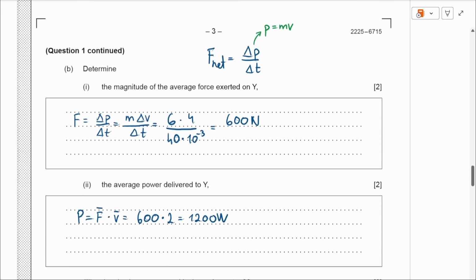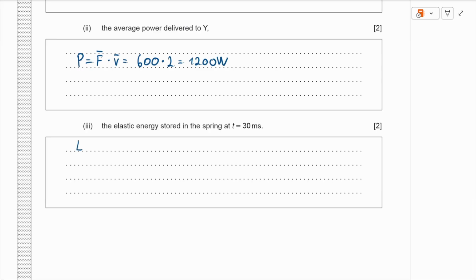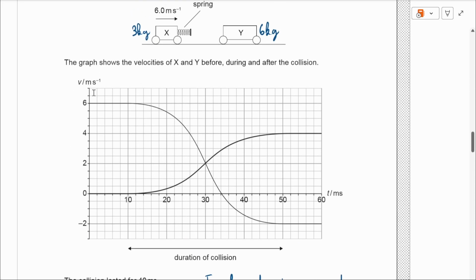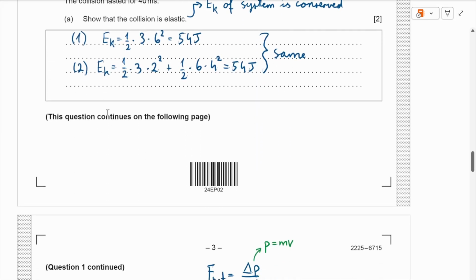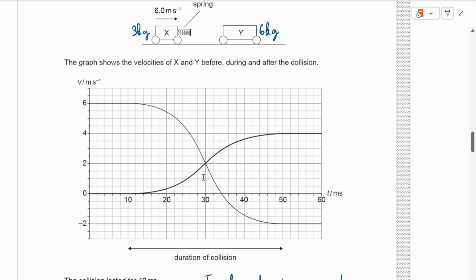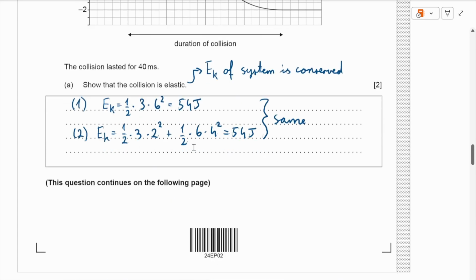So the E total at 30 milliseconds is the kinetic energy of car 1 plus the kinetic energy of car 2 plus the potential energy stored in our spring. And we know that the total energy is 54 joules. As for example, in part A, we have calculated that at the start all the energy we have is inside the kinetic energy of car X. Okay, so let's see what their speeds are. So we see that both cars have a speed of 2 meters per second at 30 milliseconds.